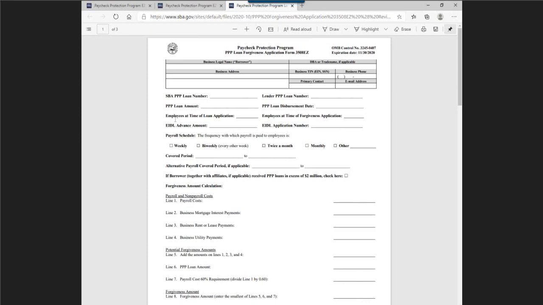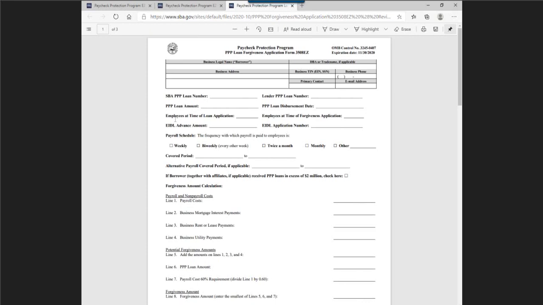The church may elect to use 24 weeks of payroll instead of 8 weeks of payroll. Any loan secured after June 4th of 2020 must use the 24 weeks of payroll. So if your loan was approved after June 4th, then you're already automatically on the 24-week payroll period. If the 8 weeks are used, the maximum amount of compensation claimed for any individual cannot exceed $15,385.